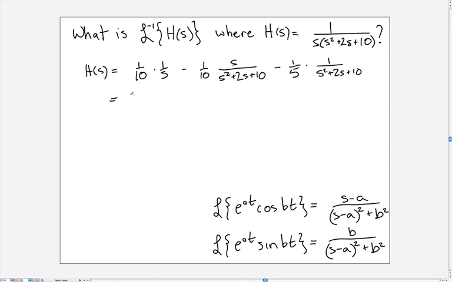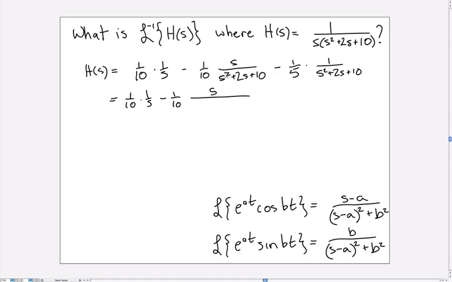So here we have 1 over 10 times 1 over s. Now the transform of this guy is straightforward. 1 over s is the transform of a constant, so when I invert it, this will go back to 1 over 10. And here, I'll leave the 1 over 10 out of things for now, and I'll leave the s in the numerator for now, and in the denominator, I need to complete a square.